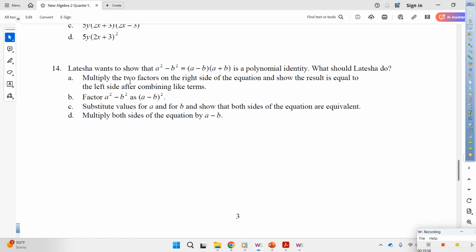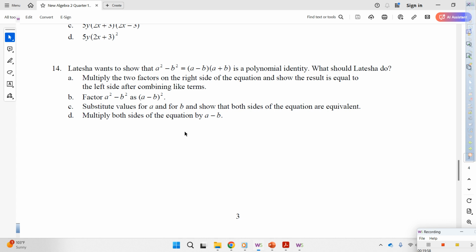It said, multiply the two factors at the right of the equation, factor a squared as ab, substitute values, or multiply both sides by that. No, the correct answer was A.